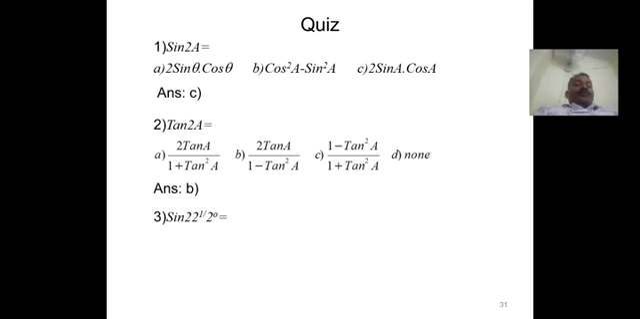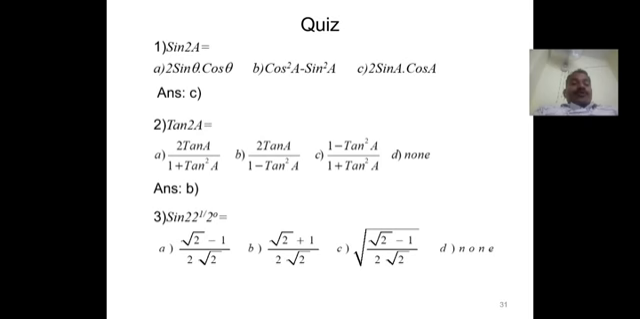Sin 22 and a half is square root of root 2 minus 1 by 2 root 2. So the first option is root 2 minus 1 by 2 root 2. The second option is root 2 plus 1 by 2 root 2. The third option is square root of root 2 minus 1 by 2 root 2. The fourth option is none. So C is the correct option.